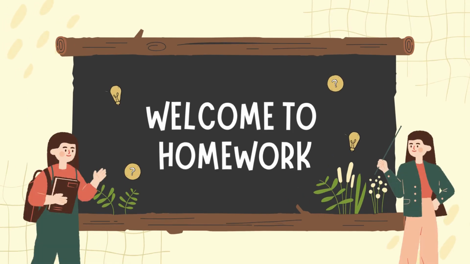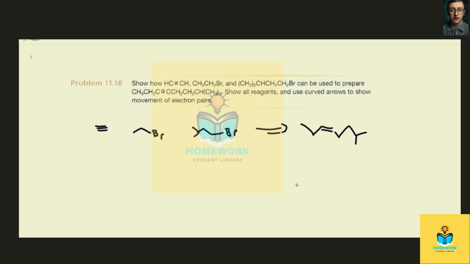Welcome to homework. Hello everyone, today we're doing chapter 11, problem 18, and this problem asks us, using these following reagents, how would we prepare this final product here? Show all your reagents and curved arrow or curly arrow mechanisms to show the movement of electrons. So this is kind of like a retrosynthesis problem, but we're given all the information we need, so we just need to show the mechanism.